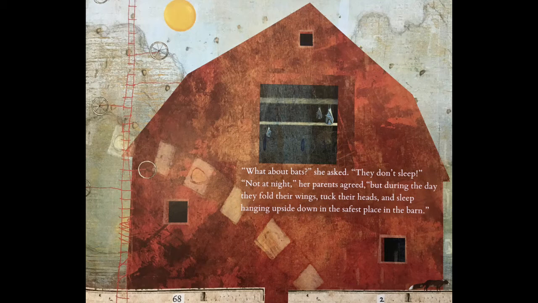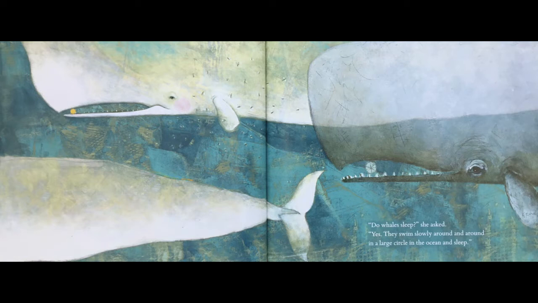"What about bats?" she asked. "They don't sleep." "Not at night," her parents agreed, "but during the day they fold their wings, tuck their heads, and sleep hanging upside down in the safest place in the barn." "Do whales sleep?" she asked. "Yes, they swim slowly around and around in a large circle in the ocean and sleep."